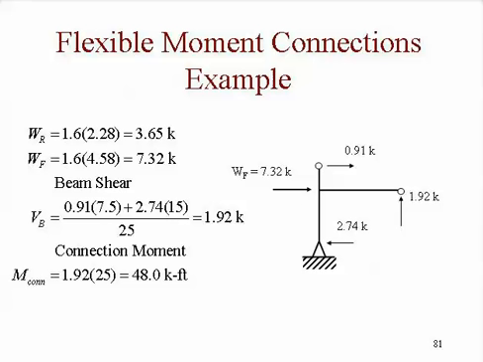We got the lateral load at the roof and at the floor, determined the shear in the beam, that's the 1.92 kips. Remember, we know how we're distributing it because we're distributing it equally to each column except the last column. And so the moment in the connection then is that 1.92 kip force times the length of the beam. So we have a moment in the connection of 48 foot kips.